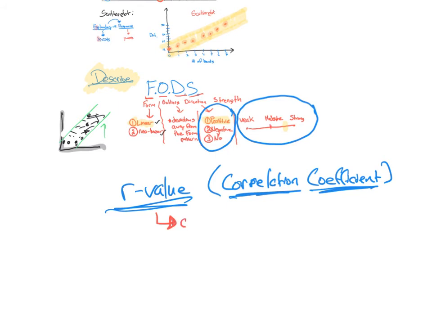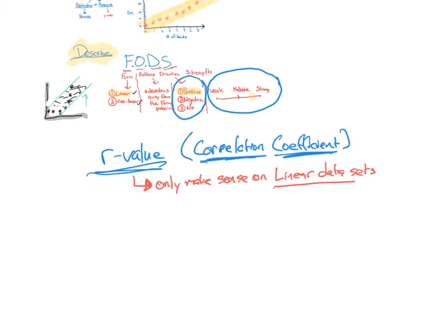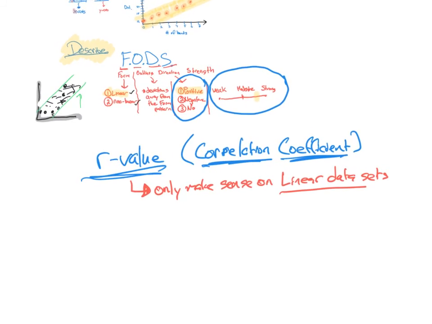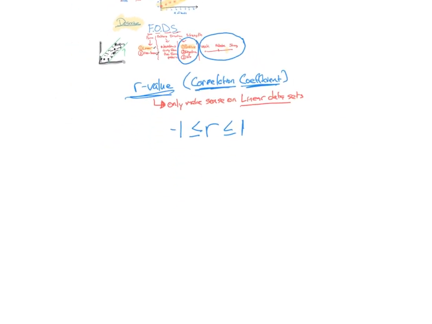So the R value, here's what you need to know first though. R values only make sense on linear data sets. So don't try to use the R value on a curved data set. It's no bueno. Okay, so R values can take on a lot of different numbers, but an R value will always be less than or equal to 1, and always greater than or equal to -1.